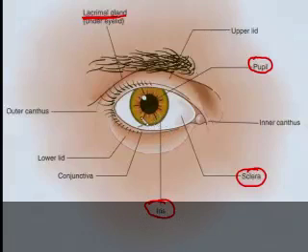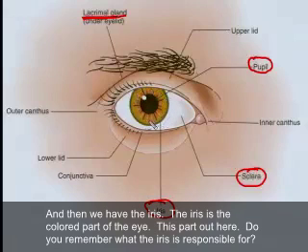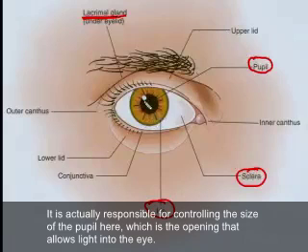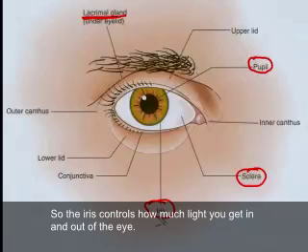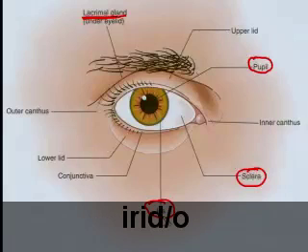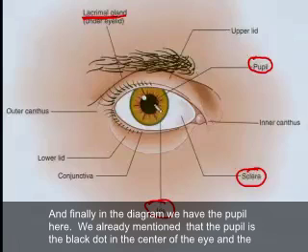And then we have the iris, and the iris is the colored part of the eye, this part out here. And do you remember what the iris is responsible for? We talked about that a little bit last time. Well, it is actually responsible for controlling the size of the pupil here, which is the opening that allows light into the eye. So the iris controls how much light can get in and out of the eye. And do you remember the word part for iris? That's irido, IRID/O.